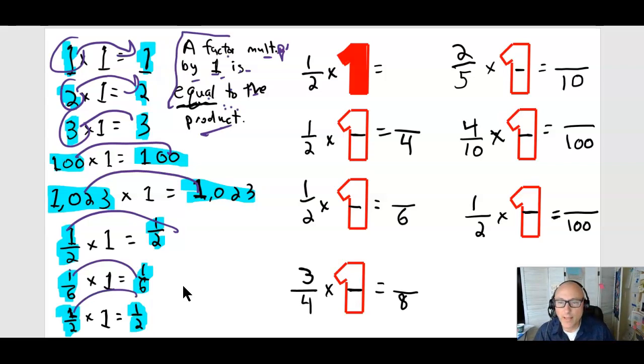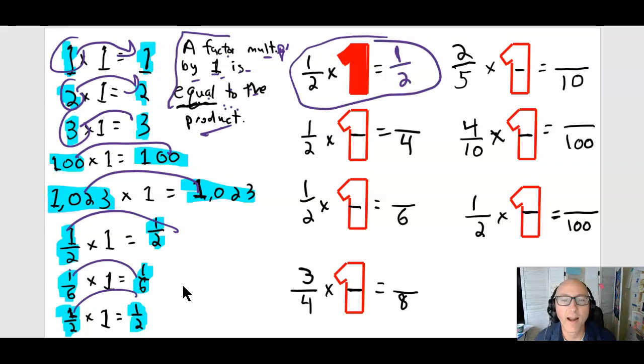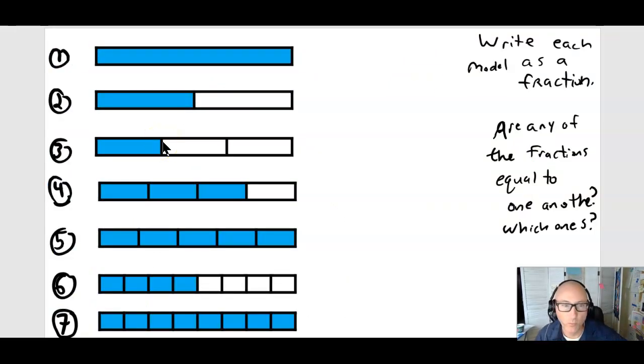So let's multiply 1/2 times 1 here. Obviously we get 1/2. Now I want you to imagine 1 as a fraction. Hold that thought, I want to show you something. Okay, I found what I wanted to show you here. Let's write each of these as a fraction. We're going to skip the first one. We're going to come back to that one in a second.